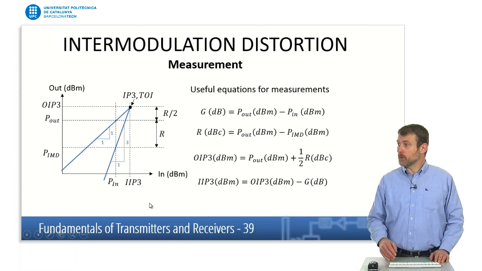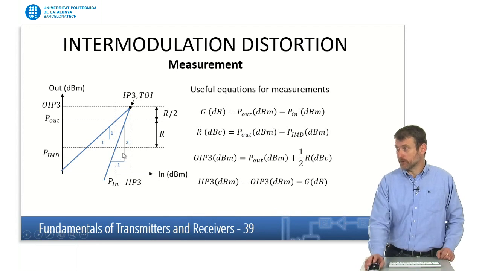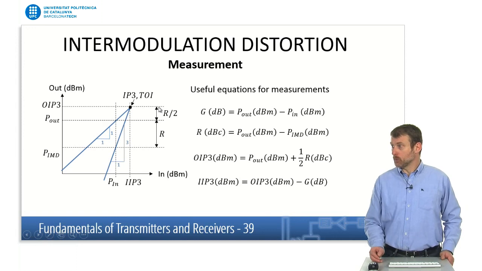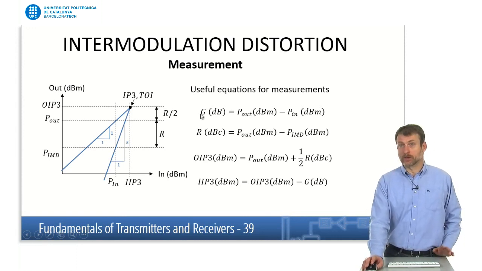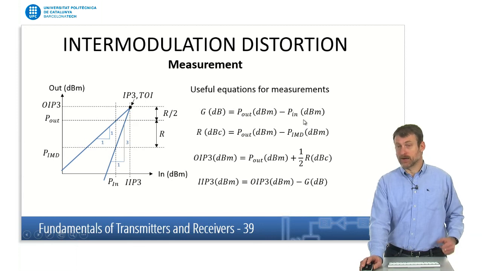A different situation is where you have to measure a device. You don't know what's the third order intercept of a device, and you have to measure it. What would you be using then? Well, first, what you would have to do is measure the gain, the small signal gain of the device, and of course you would do this by measuring the output power of the desired signal minus the input power of the desired signals, both in dBm.